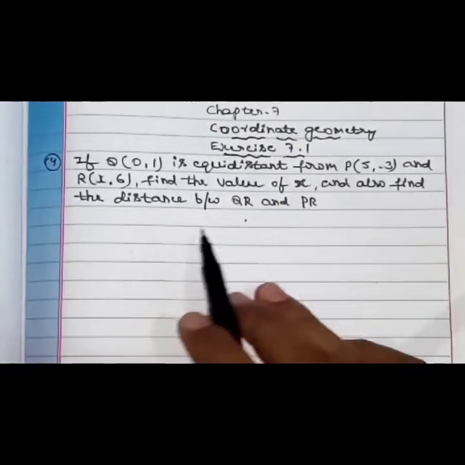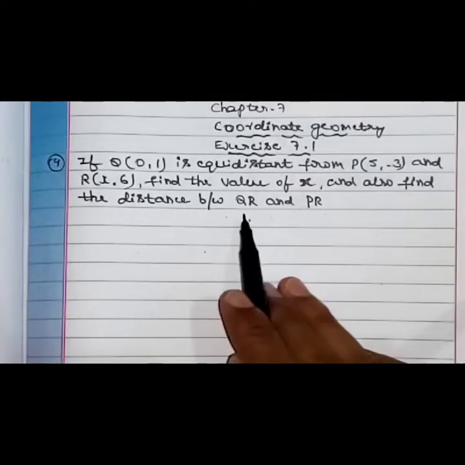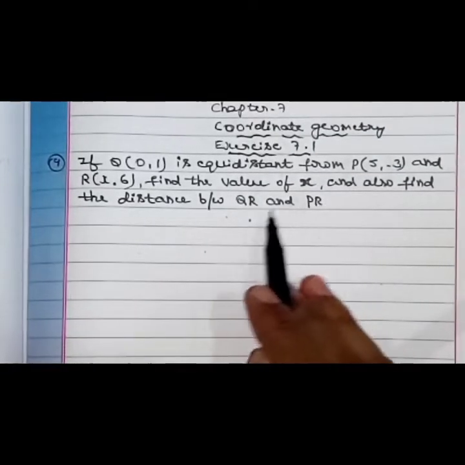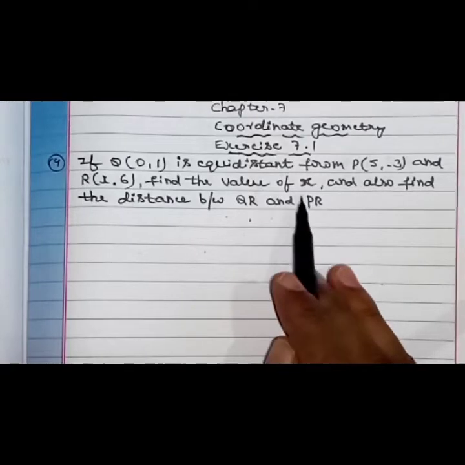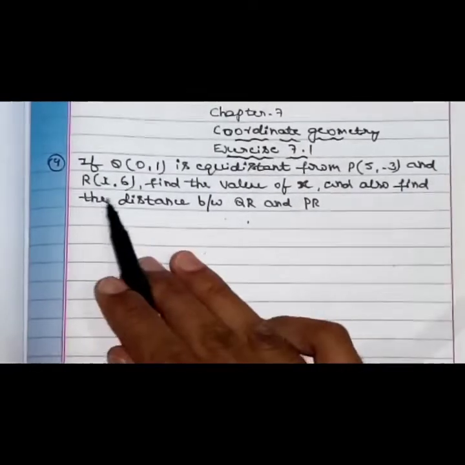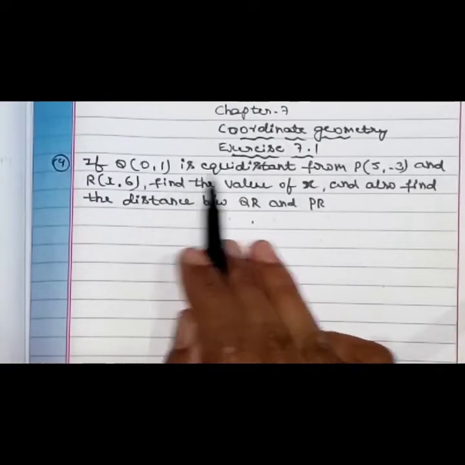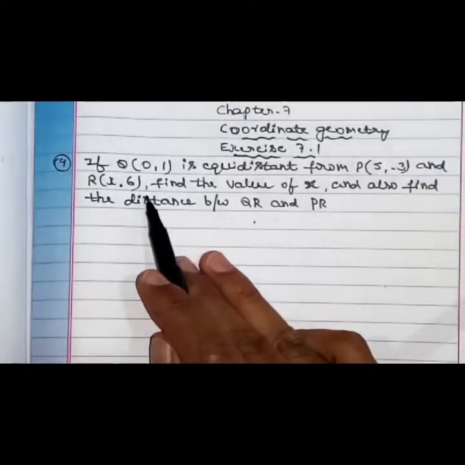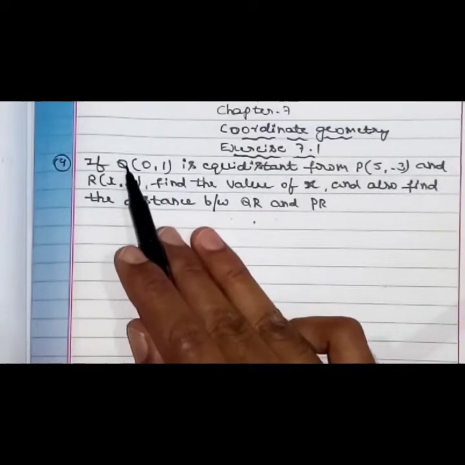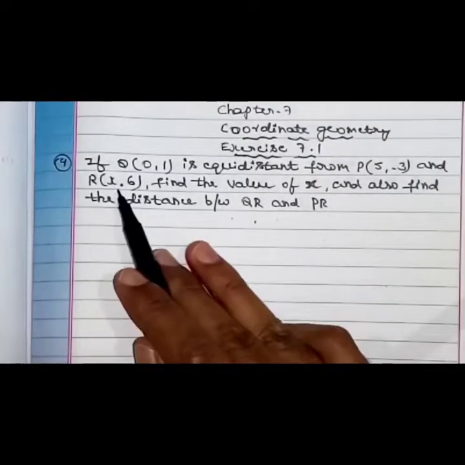Now how to solve this? Just read the last statement: find the distance between QR and PR. You can find the distance if the coordinates are known. If you know the coordinate points, you can find the distance between QR and PR by using the distance formula. Now, before that, here in the first statement, something is there. If Q of (0, 1) is equidistant from P of (5, -3) and R of (x, 6), right? So that means this Q of (0, 1) is equidistant from this point and this point.